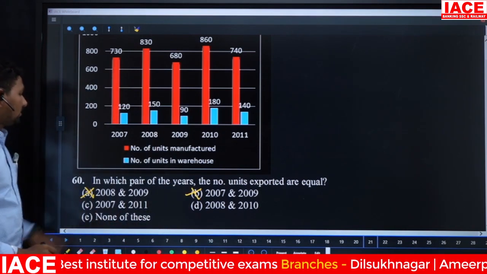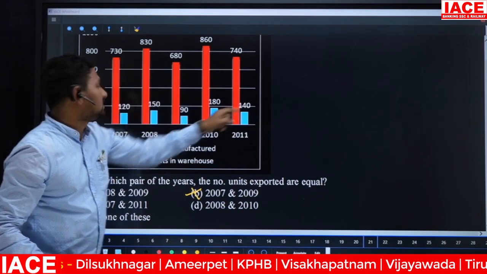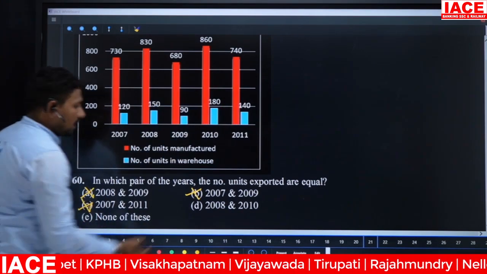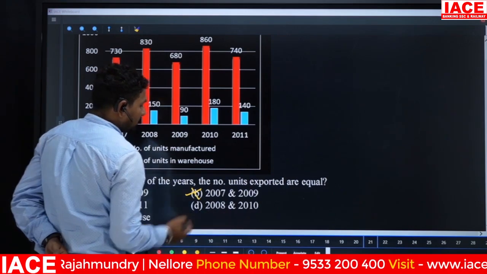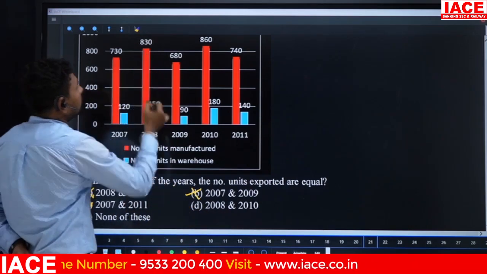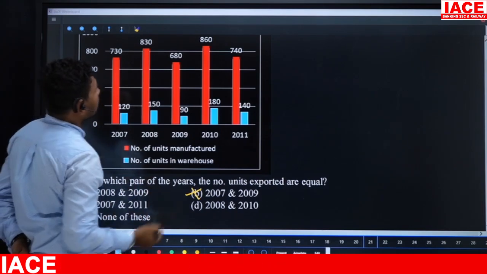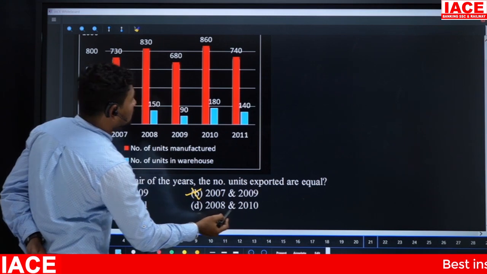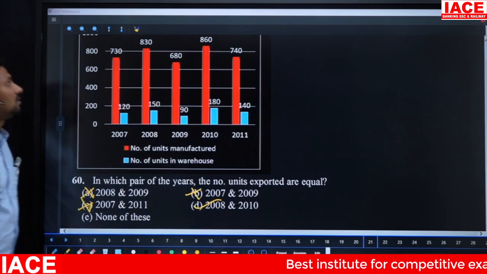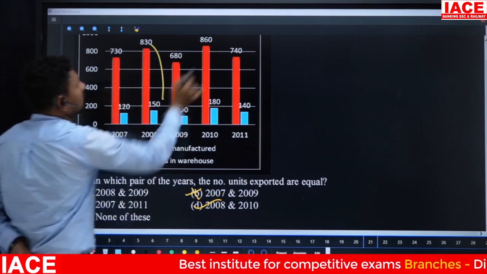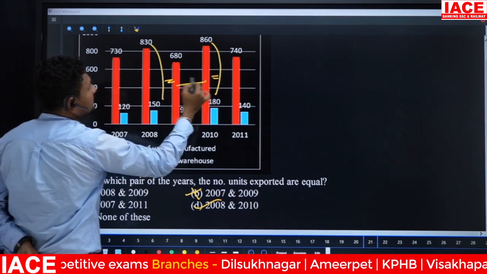And go for the 2007 and 2011 comparison. 2007 is 610 and 2011 is 600, which is also not equal. And only one option is left except none of these, 2008 and 2010. Then look at here, 2008, 830 minus 150, so 680. And next here is 2010, here is also 680. Then our answer is 2008 and 2010. Both the values are equal. Whatever the difference is there, the difference is equal. You can check there.